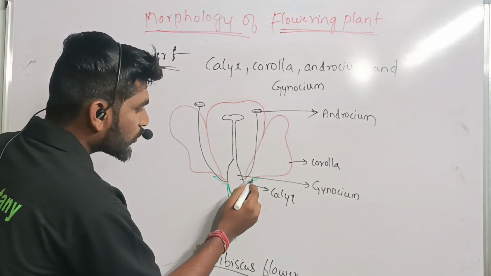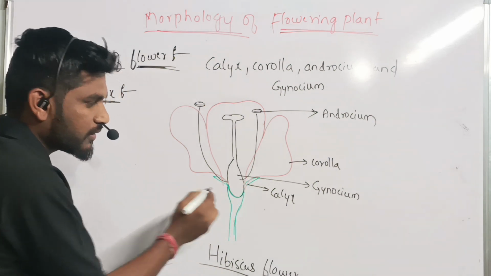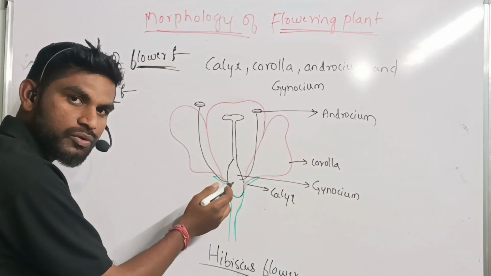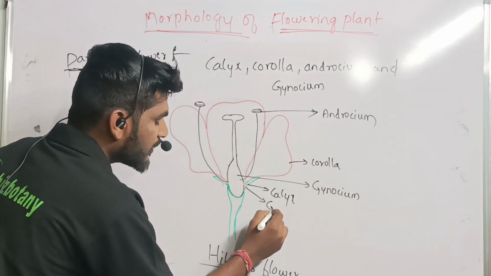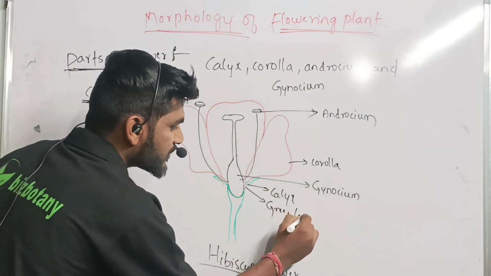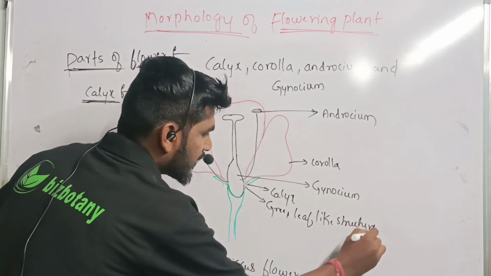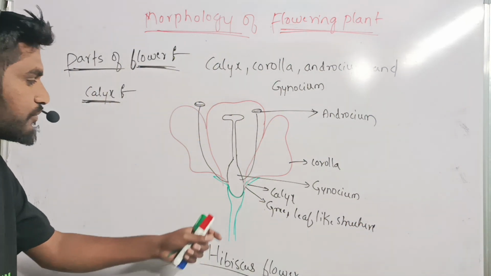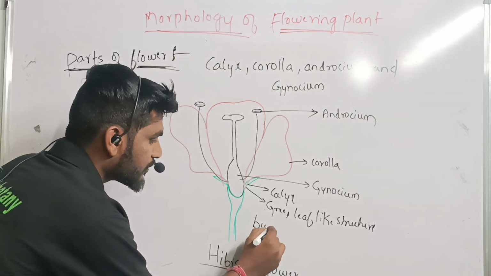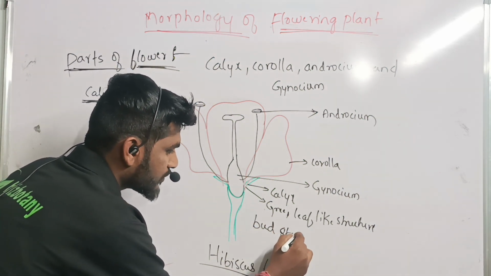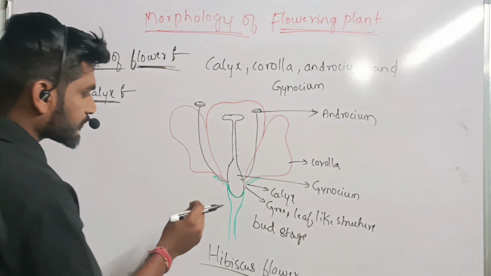Calyx is the outermost whorl present in the flowers. This green part is nothing but a calyx. It is usually green, leaf-like structures that help the flower to protect it during the bud stage. In the bud stage of flowers, the calyx helps to protect the flower.